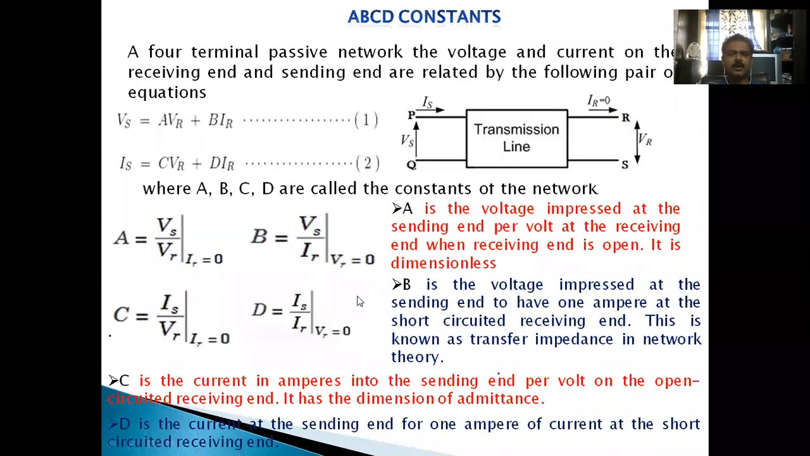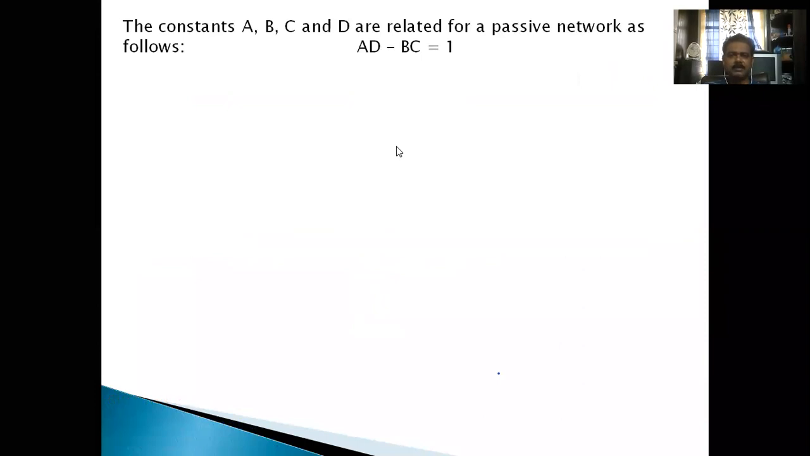So this is about ABCD parameters. We can represent any transmission line using these constants. Now I want to apply the same to our short transmission line. And one more thing: for a passive network, we have the relation AD minus BC is equal to 1. If it satisfies AD minus BC is equal to 1, the network is said to be a passive network. A transmission system is a passive network.